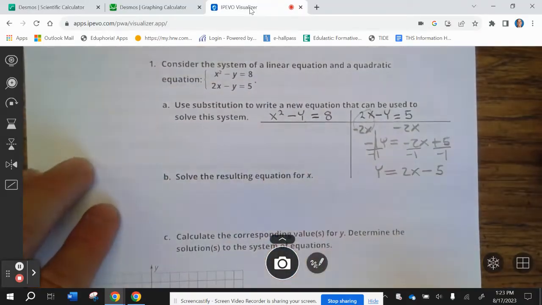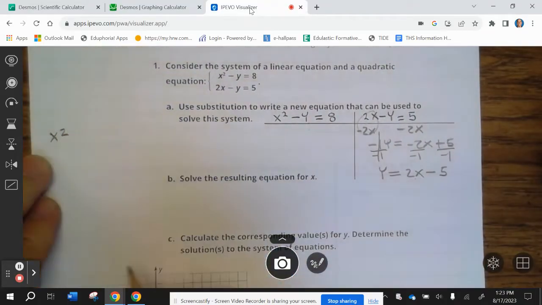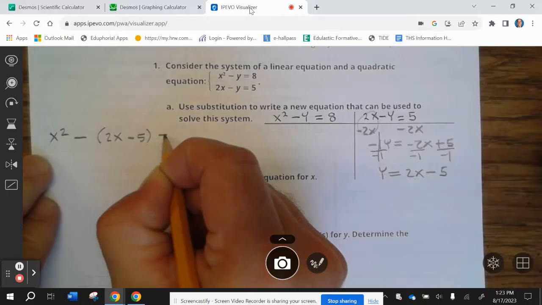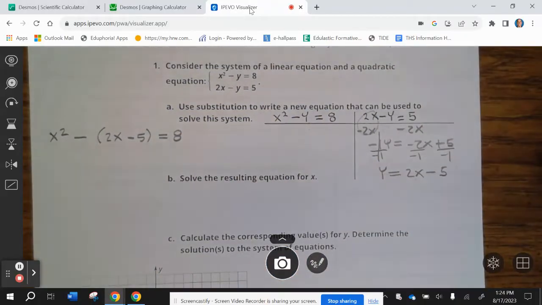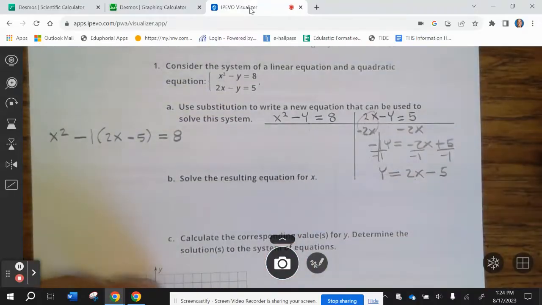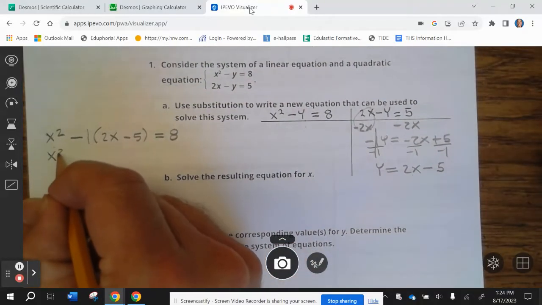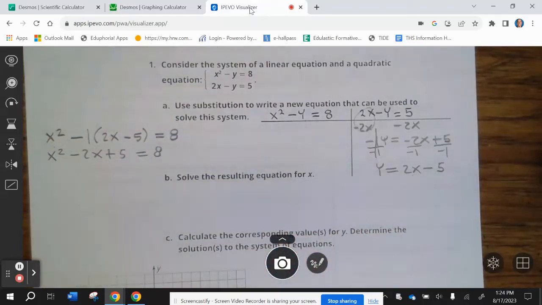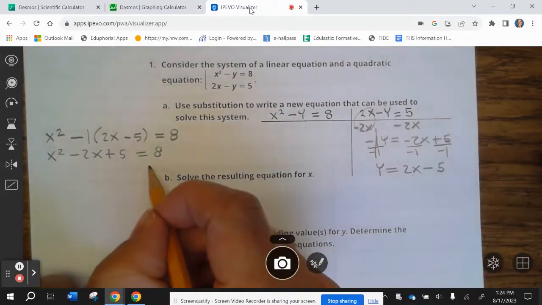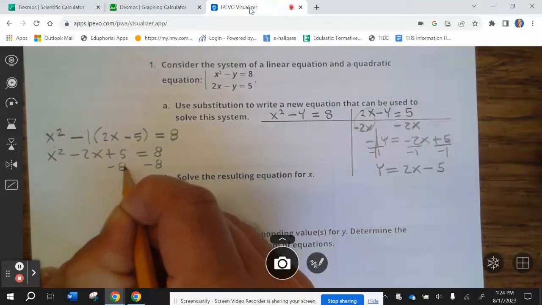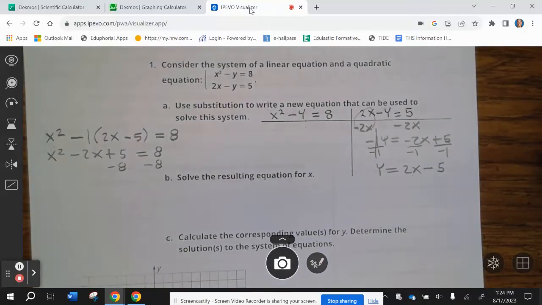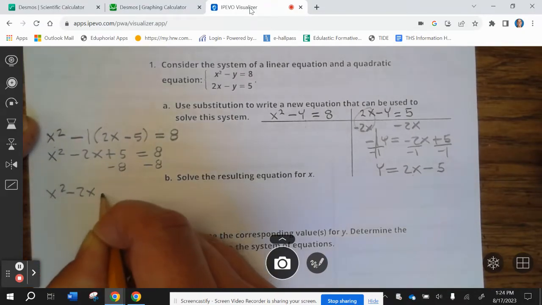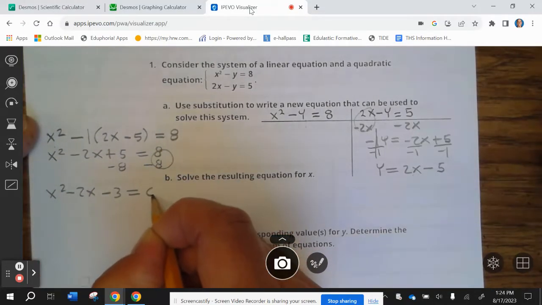So we have x squared minus parentheses 2x minus 5 equals 8. So we're distributing by negative 1 here. So then that's x squared minus 2x plus 5 equals 8. Now we need to move everything to one side. So we're going to subtract 8 from both sides. Okay. So we have x squared minus 2x minus 3 equals 0.